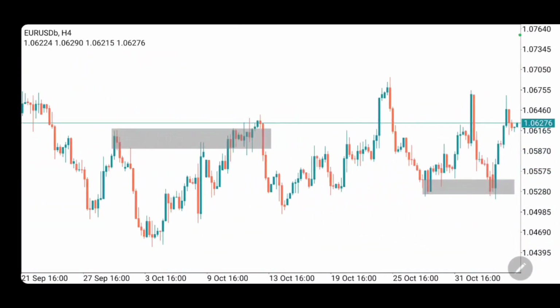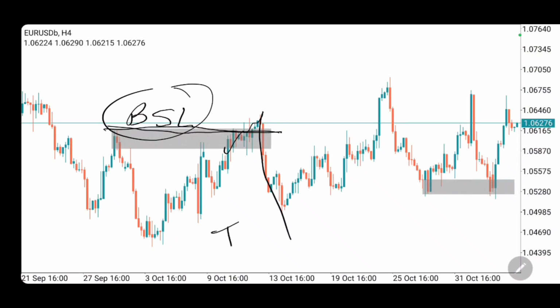And here as well, again, the market took out the buy side liquidity, and there was a total soup short. Here also, the market took out the sell side liquidity and gave us a total soup long. Okay, so I would like you to take out time to check your chart and try to backtest this strategy.